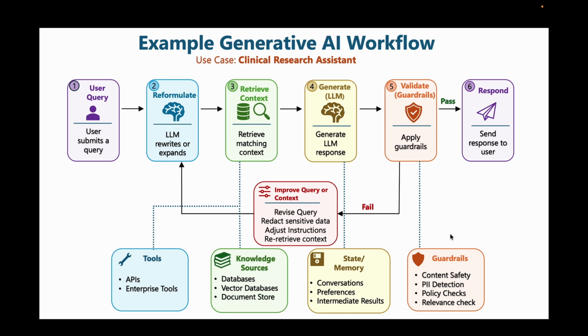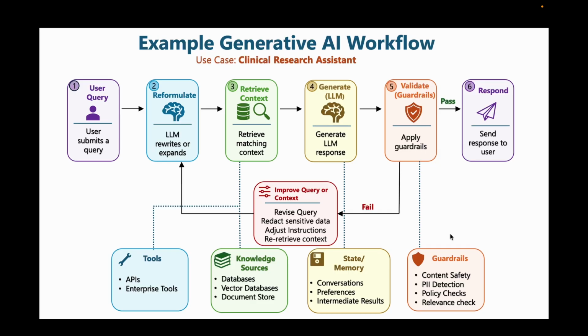For example, knowledge sources can provide trusted information, tools can be executed by making calls to enterprise APIs for retrieving information. State and memory can maintain conversational history. For example, the system can remember that earlier in the session, this researcher was particularly interested in elderly patients or stage 2 clinical trials. So, even in this response, it can try to incorporate those details.